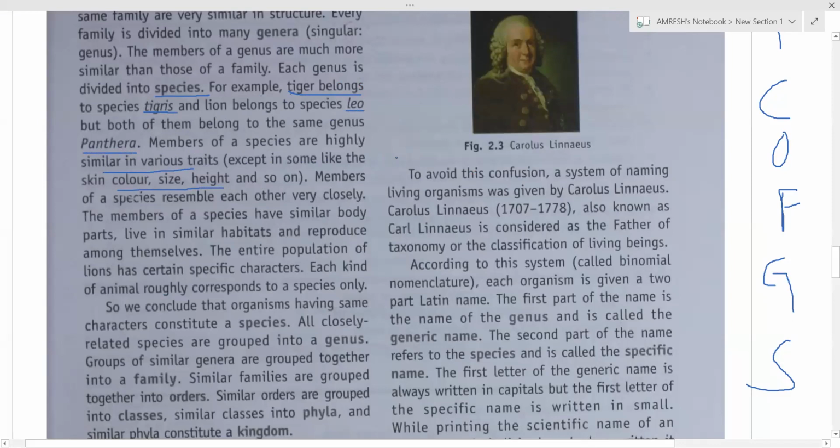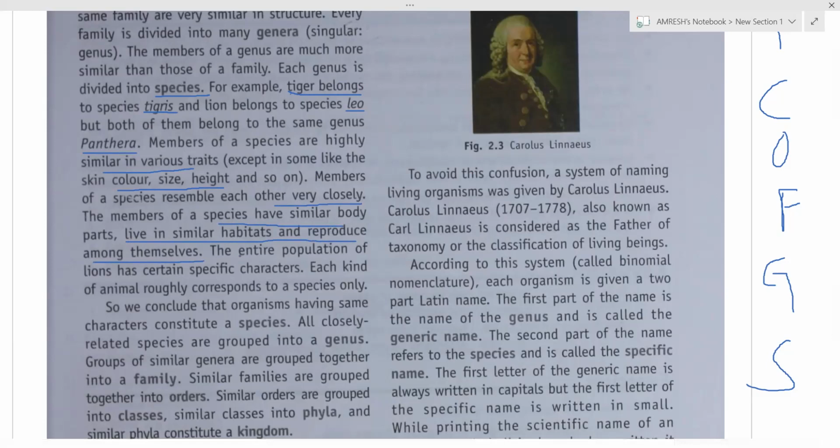So suppose humans are of the same species, but an American human and an Indian human must have differences in color, height, and size. So in a species, you will find differences only in external structures, but internal structures are the same. Members of a species resemble each other very closely. They have similar body parts, live in a similar habitat and reproduce among themselves. Yes, among the species, they can easily reproduce among themselves.